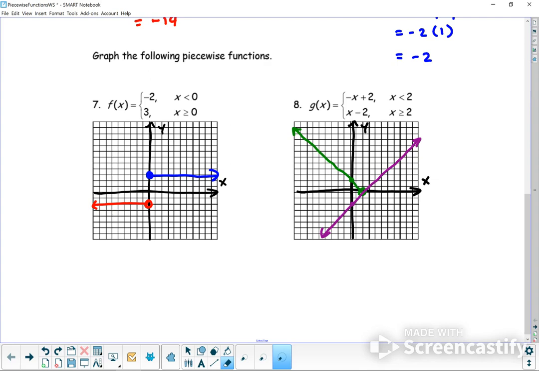Now this equation, we only want it for values of 2 and greater, which means that at 2, we actually want it there. So we're going to fill in that dot. And we only want it for greater than that. So that means that everything that's less than 2, we're going to erase. So that's our picture. That's our graph right there.